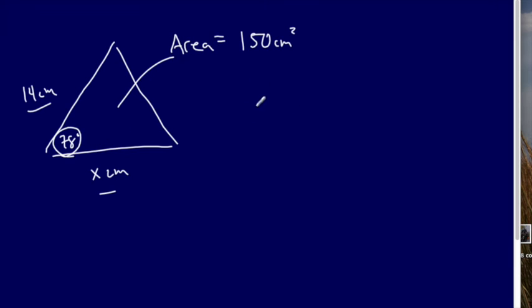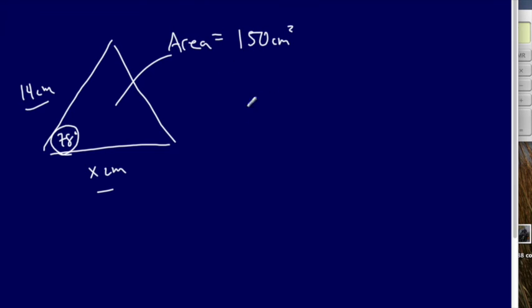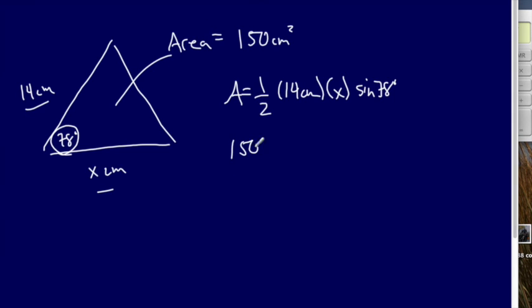So we're going to make that angle sandwich. We know we have our contained angle between them. So here we set the area itself equal to 150 after I initially set this up. So we have 1/2 of 14 centimeters times x times the sine of 78 degrees. Now I know that my area is equal to 150 centimeters squared, so I can write that in. It's equal to 1/2 of 14 times x times sine of 78.